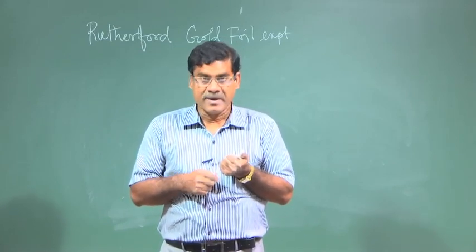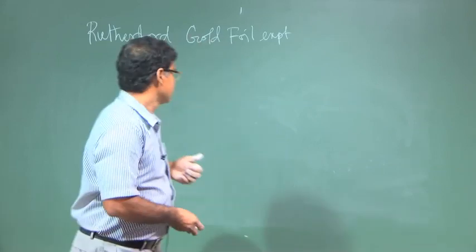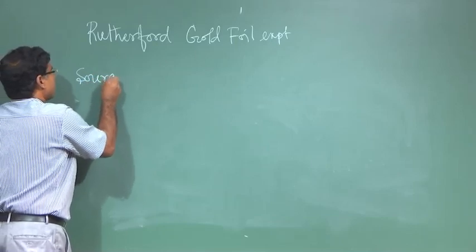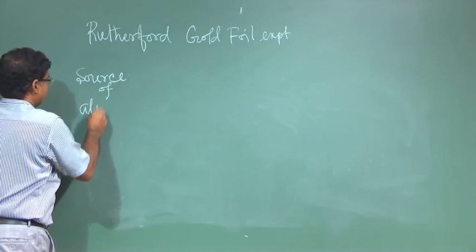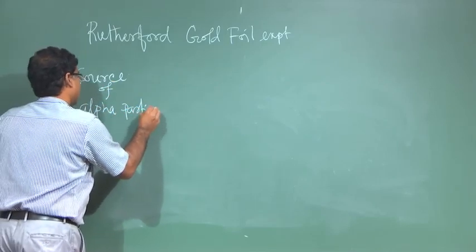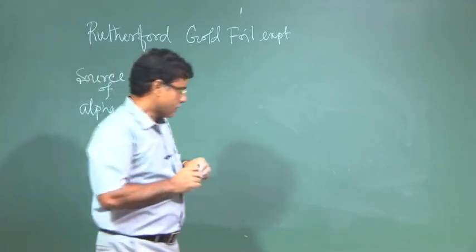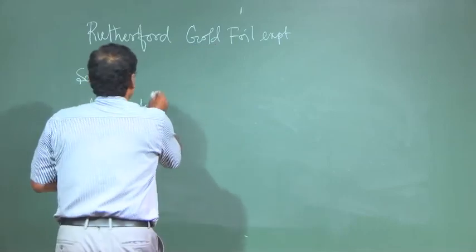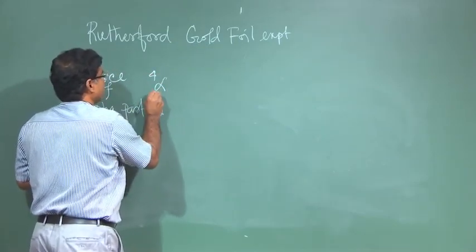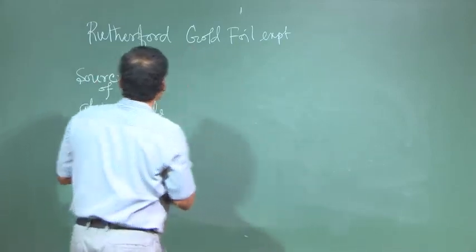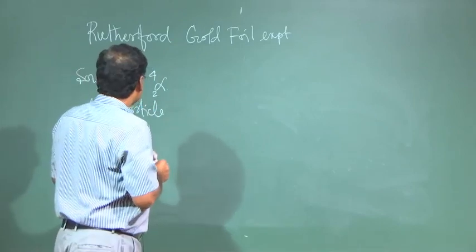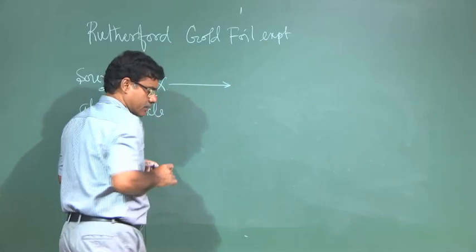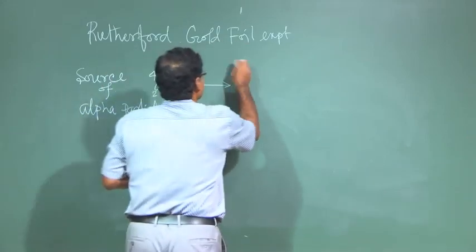So he took a source of alpha particles. The alpha particle has mass 4 and a positive charge of 2, okay. I think this is the way we write it. Its charge is 2, positively charged. So this alpha particle, from a source, he bombarded onto a foil.